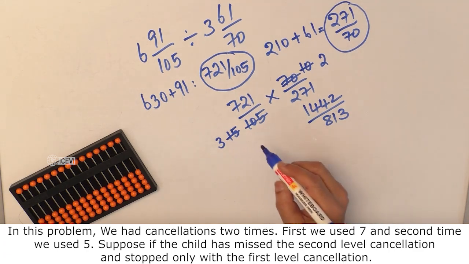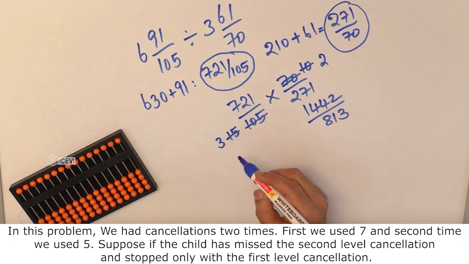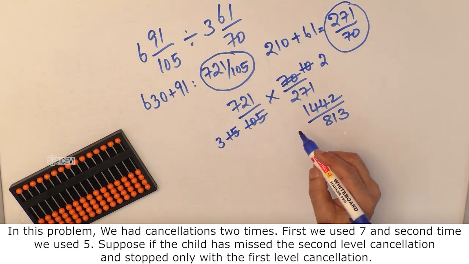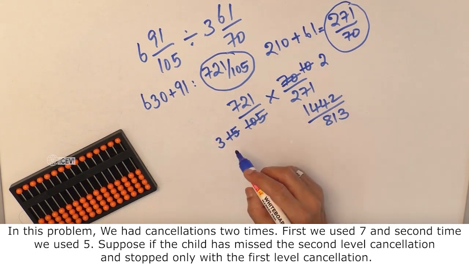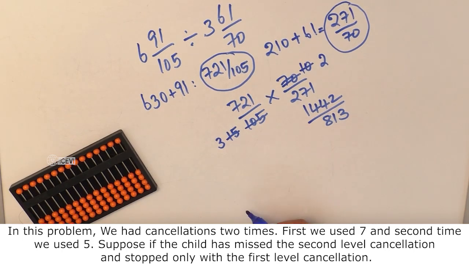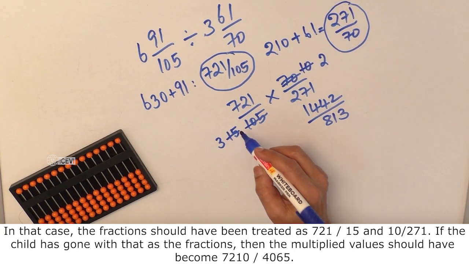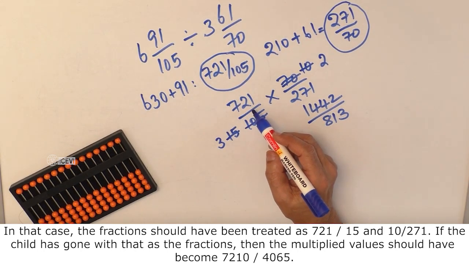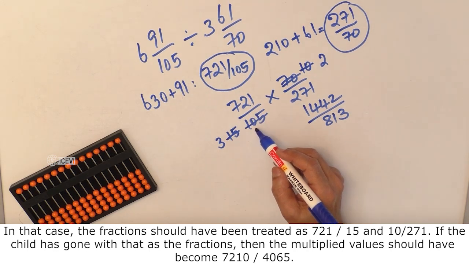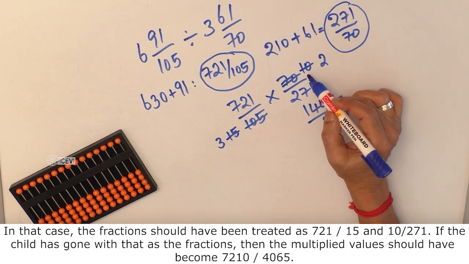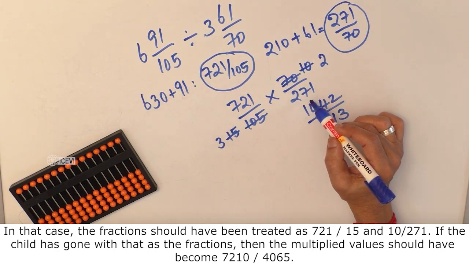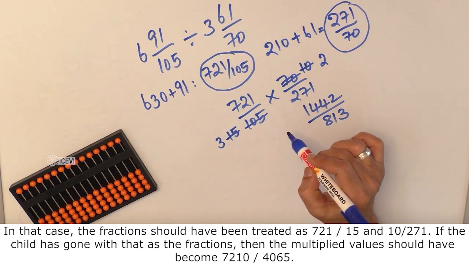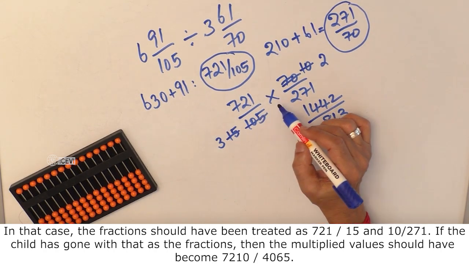First time we used 7 and second time we used 5. Suppose the child has missed the second level cancellation and stopped only with the first level cancellation. In that case, the fractions should have been treated as 721 by 15 and 10 by 271.